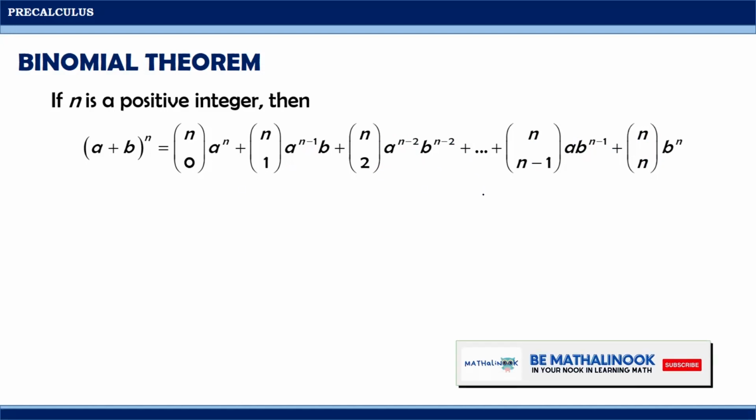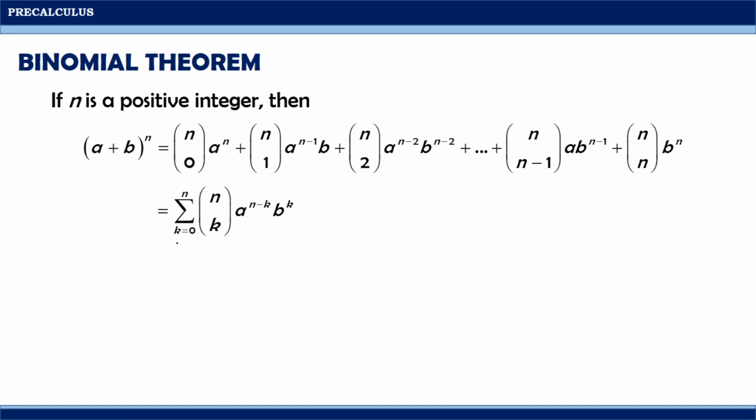This long expression can be expressed in summation notation as the summation of n taken k, as k goes from 0 up to n, times a raised to n minus k times b raised to k, where n taken k is equal to n factorial over k factorial times n minus k factorial.